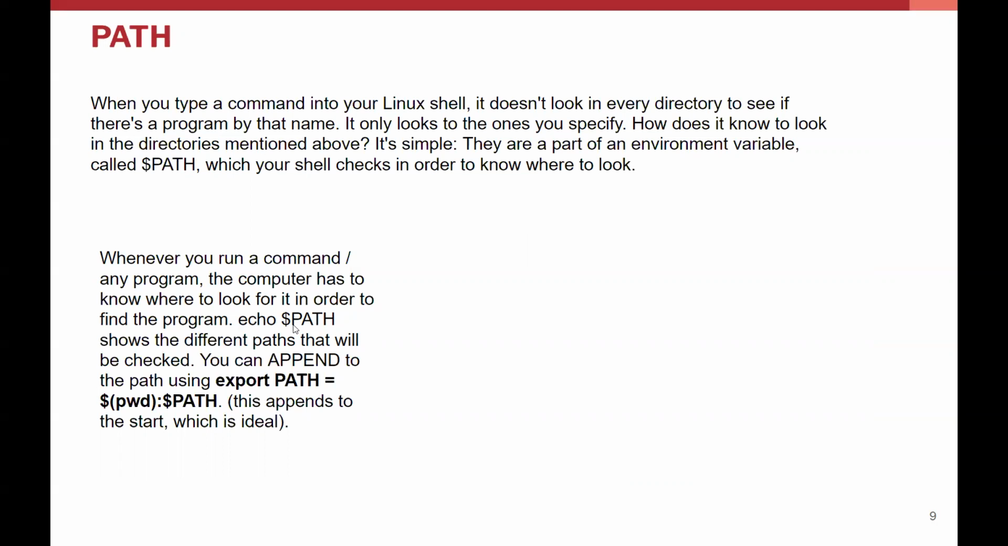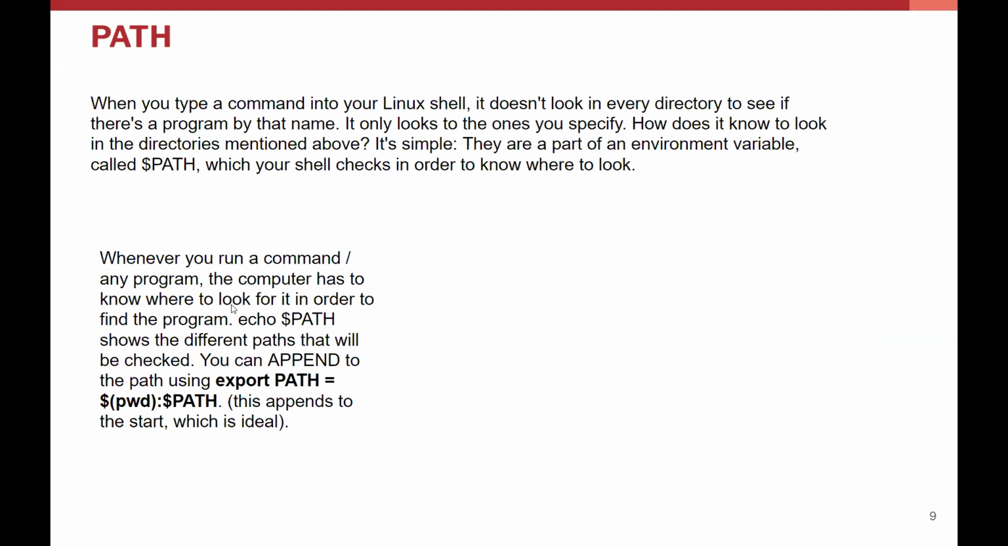You can append to the PATH using export PATH equals $(pwd):$PATH, where pwd is surrounded by parentheses. This means your current directory and $PATH. This is gonna add to the start of your current PATH, which is ideal.